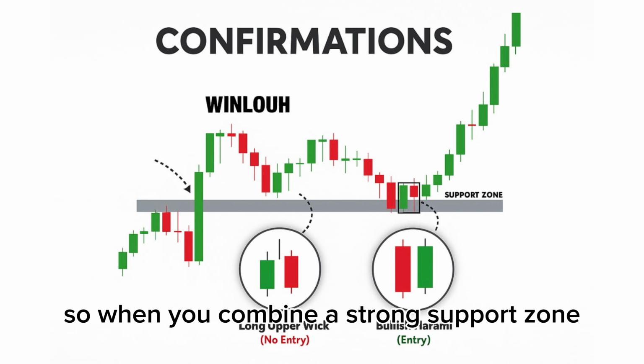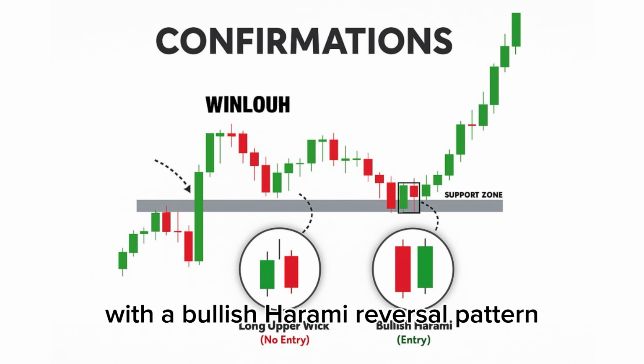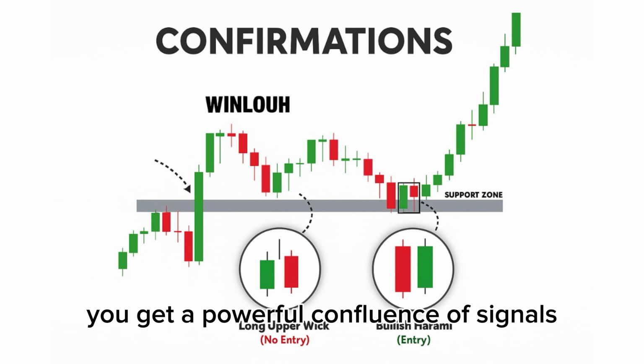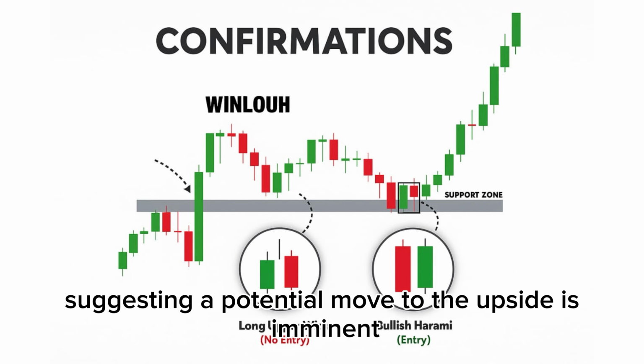So, when you combine a strong support zone with a bullish harami reversal pattern that also has a long wick, you get a powerful confluence of signals suggesting a potential move to the upside is imminent.